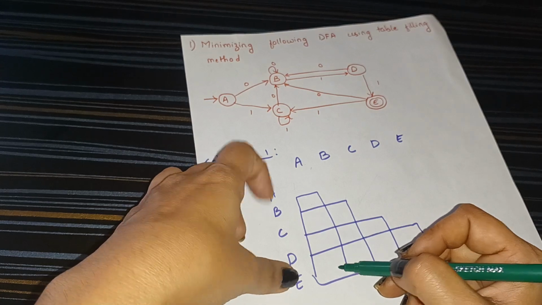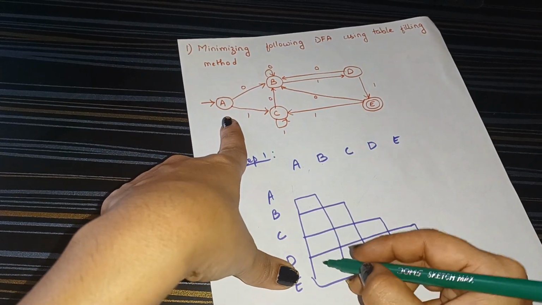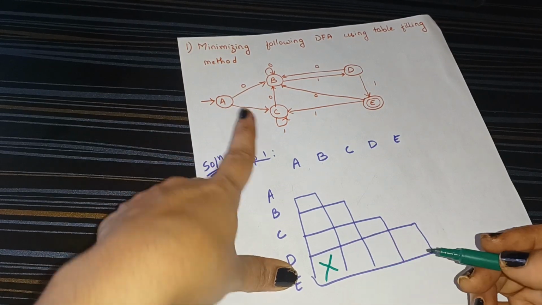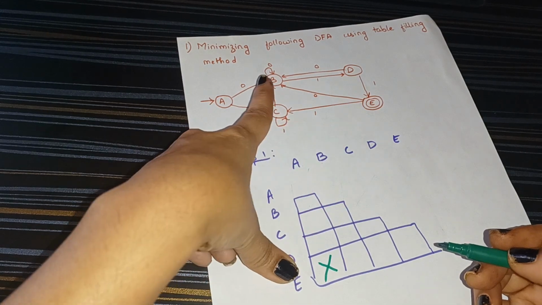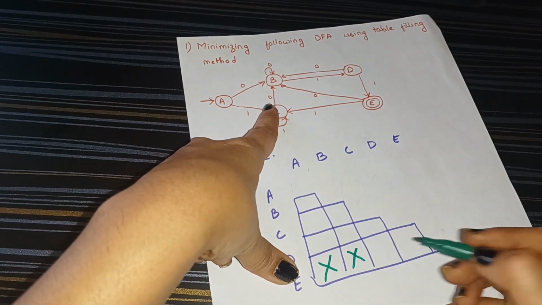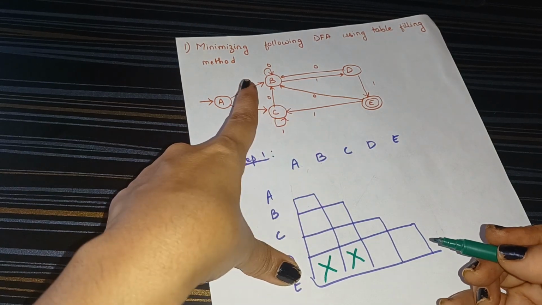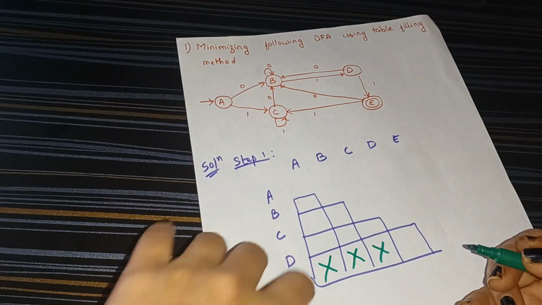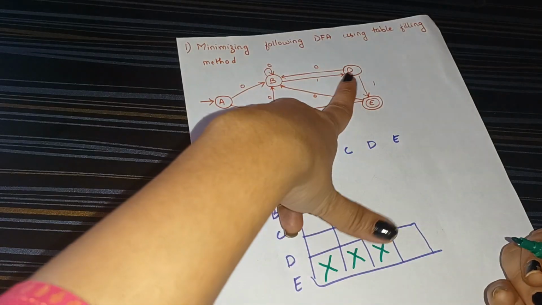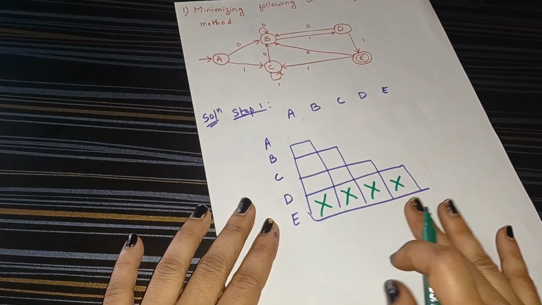E, A: E is a final state, A is a non-final state, so we will mark this. E, B: E is a final state and B is a non-final state, so we will mark this. E, C: E is a final state and C is a non-final state, we will mark this. E, D: E is a final state and D is a non-final state, we will mark this. Okay, so this is our first step.